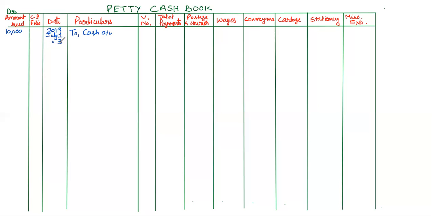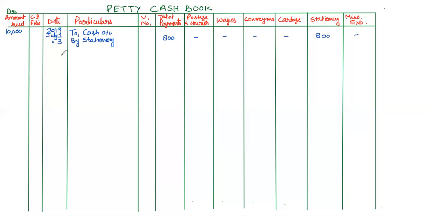and for these petty expenses we have to prepare petty cash book. Next is July 3, purchase stationery. So very simple treatment will come in credit side. By stationery we will write in this particular column only, and the amount of total payment is 800 rupees, so we will write this 800 rupees in the total payment column, as well as in the concerned column, and the concerned column is stationery, so we will write 800 rupees in the stationery column also.